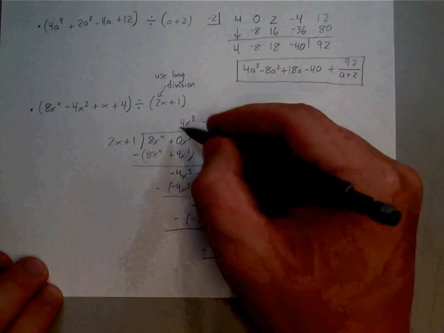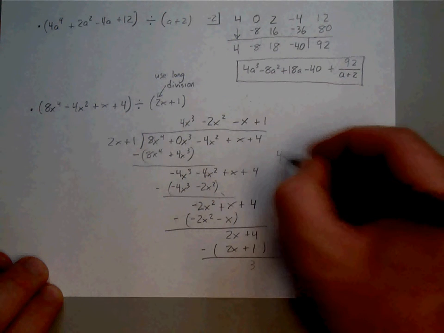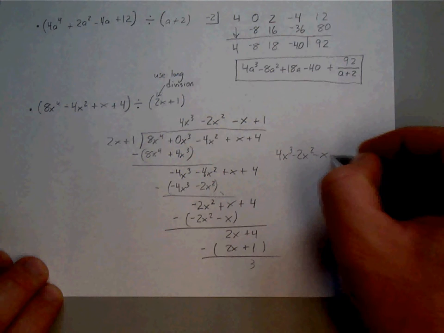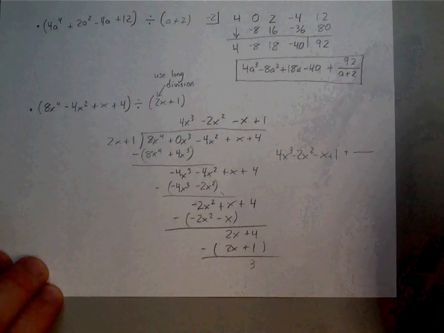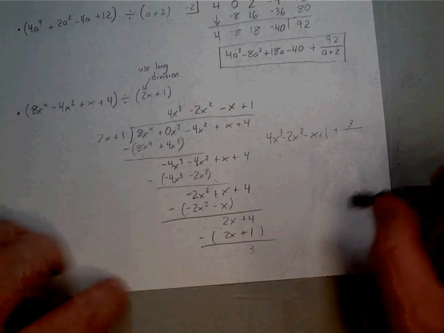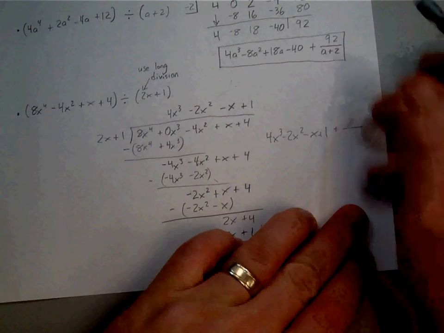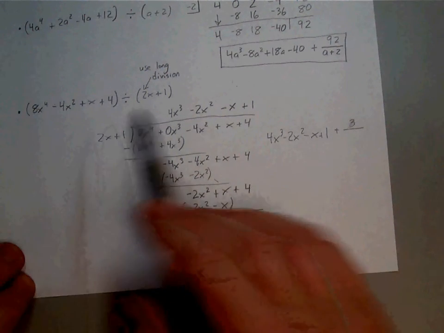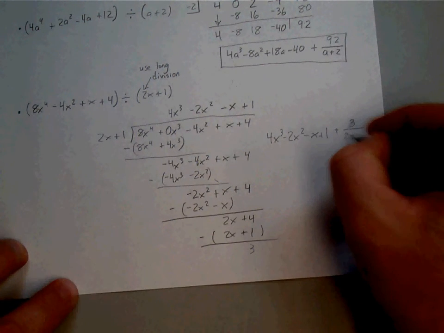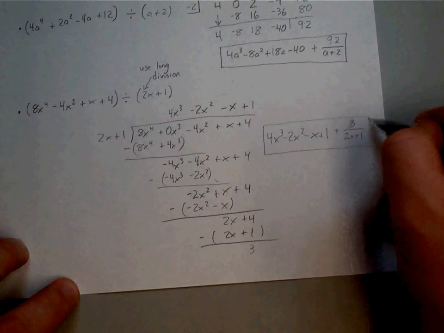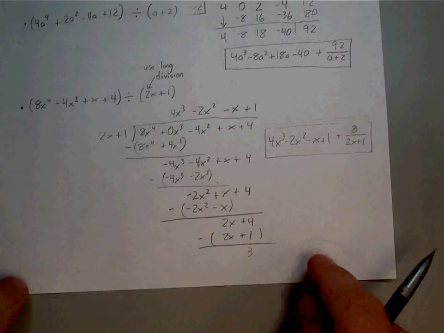So my answer, let's list what I started with up above: 4x cubed minus 2x squared minus x plus 1. And then for our remainder, write it as a fraction. The 3 was the remainder, that's the numerator. The divisor, or what we divided by, was 2x plus 1. That goes in the denominator. So there's our solution.